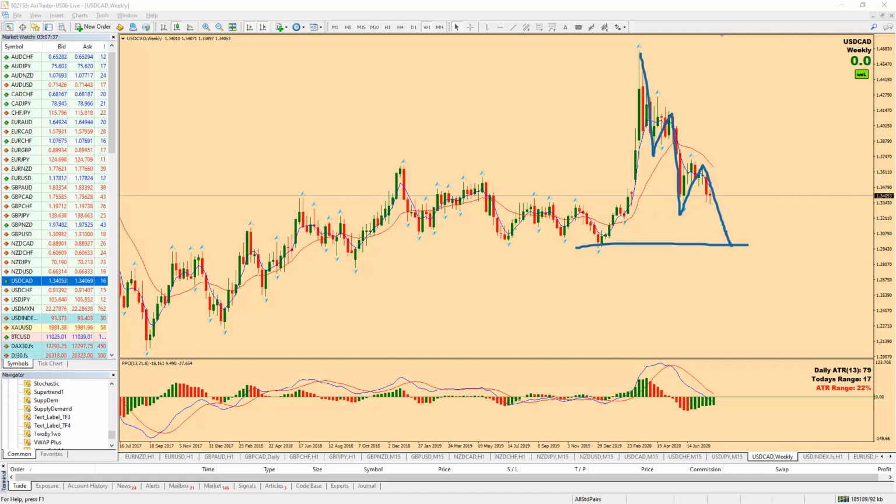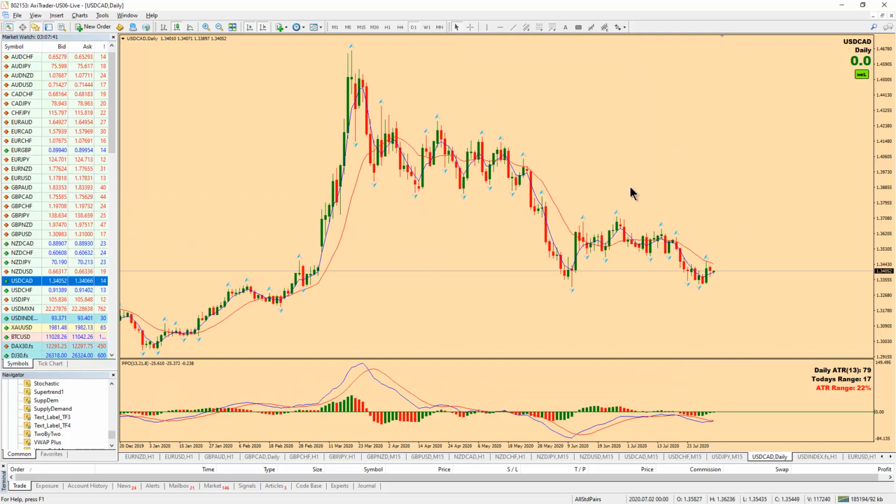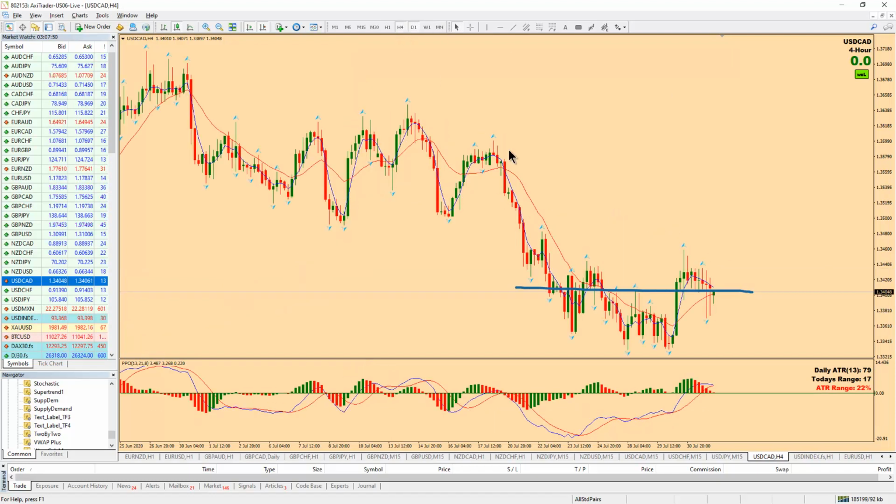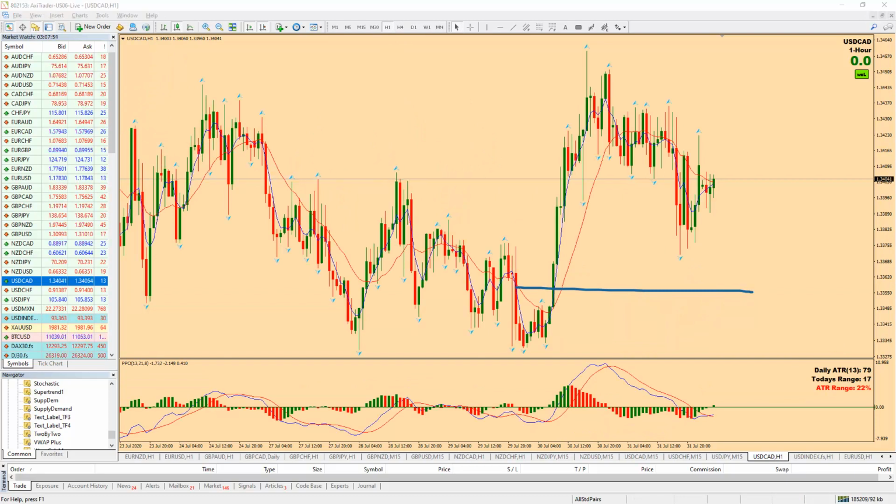Okay. And on the daily, we have come to a support area there, and we're bouncing. Okay, so the same thing that the US dollar is doing. 4 hour, we're bouncing. 1 hour, again, big strong bounce here, and it looks like we want to continue to the upside. So that would be what I'd be looking at for USD CAD, going with the US dollar to the upside.